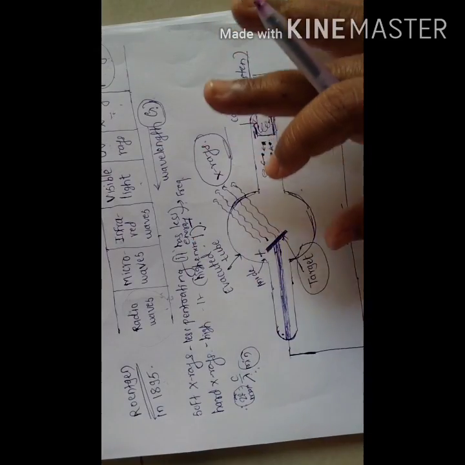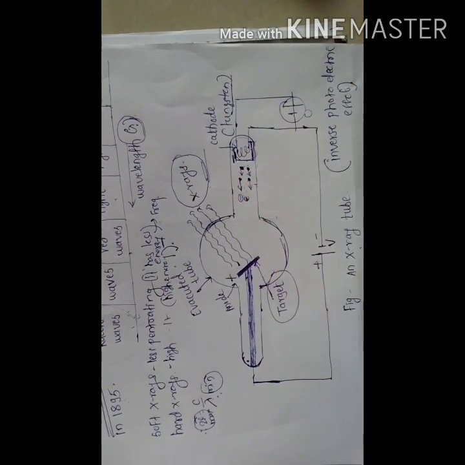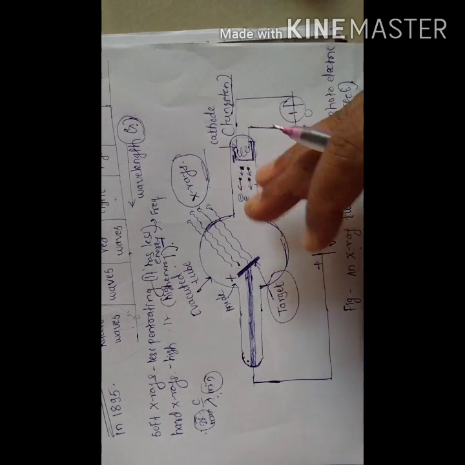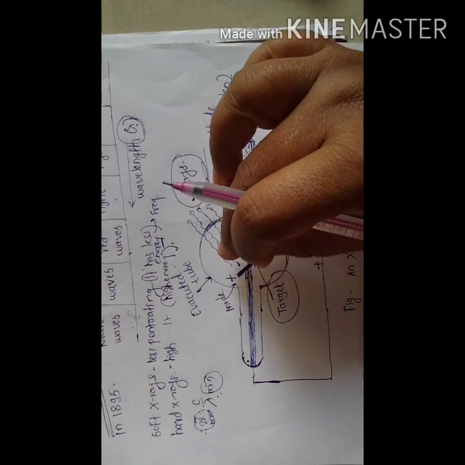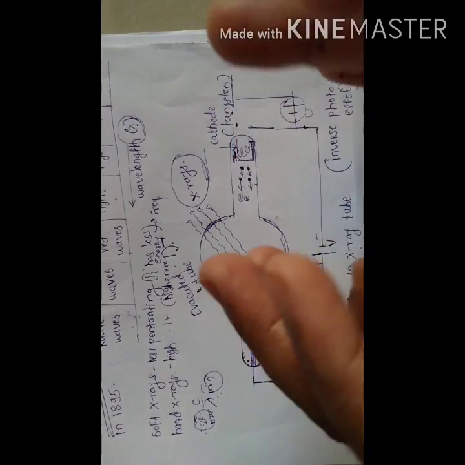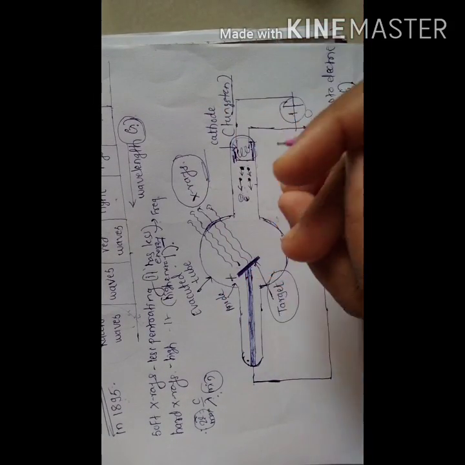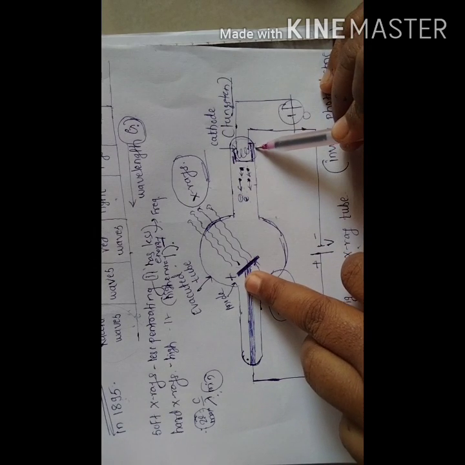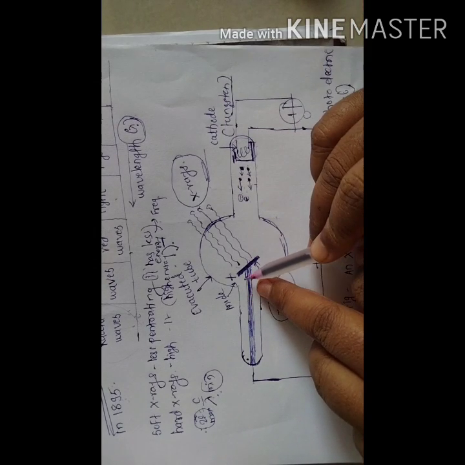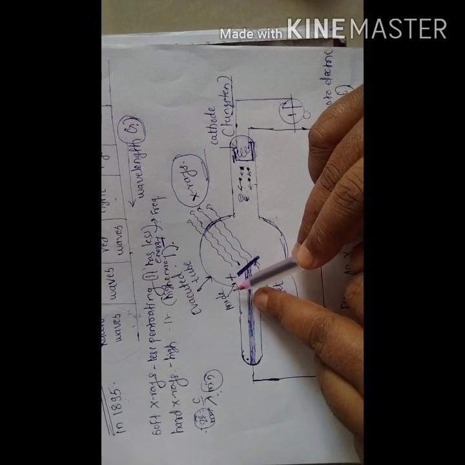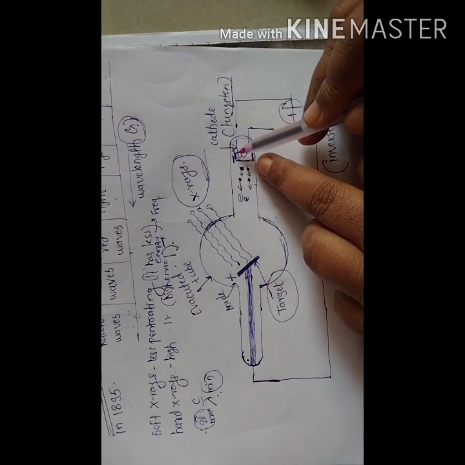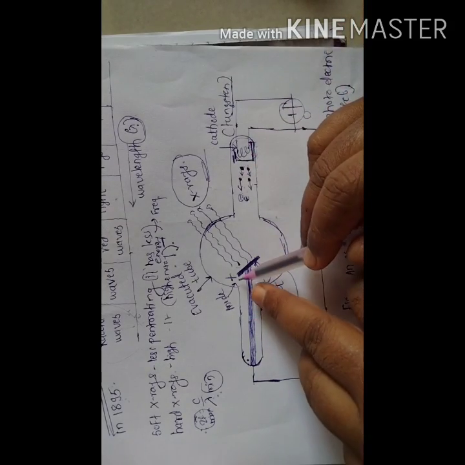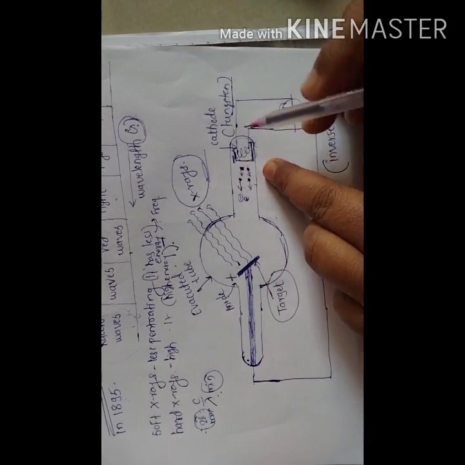Next, production of X-rays, how the X-rays are produced. For the production of X-rays we use the Coolidge tube. In that Coolidge tube we have placed the target material and filament. The target material we call the anode, and the filament we call the cathode. The anode has a positive charge, and the cathode has a negative charge.